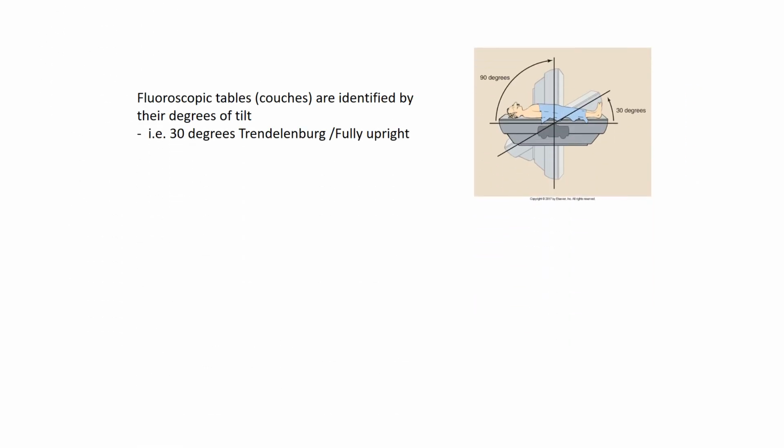The fluoroscopic table or couches are identified by their degrees of tilt. For example, we could have a 30-90 table. What that means is that the table would tilt downwards 30 degrees in the Trendelenburg position, and come up to a full upright vertical position, which would be your 90 degrees.